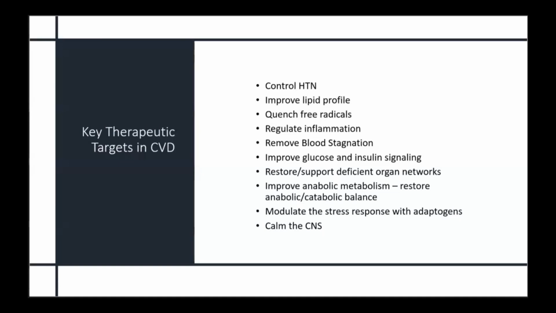What are the key therapeutic targets in cardiovascular disease? Well, all this stuff you hear: hypertension, free radicals, inflammation, blood stagnation. We're going to hit that in just a minute. Improve anabolic metabolism, modulate the stress response, calm the central nervous system. Don't forget to calm the central nervous system. And if I didn't mention it before, calm the central nervous system.